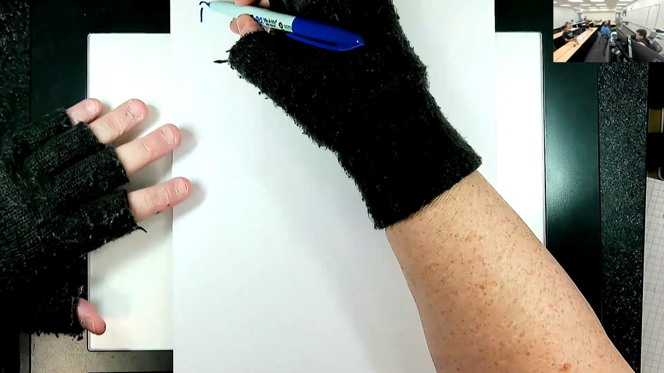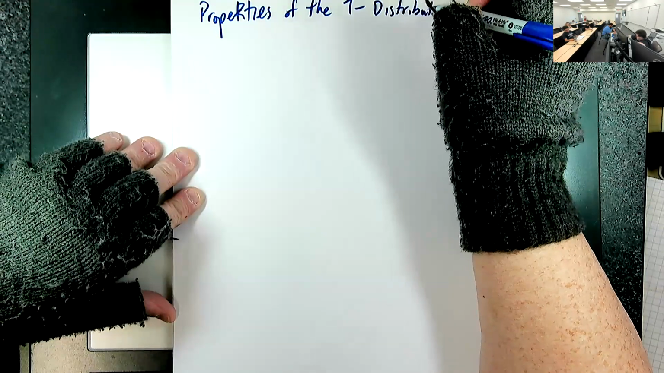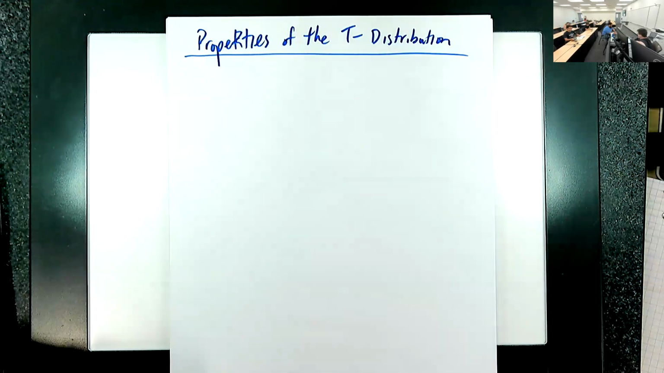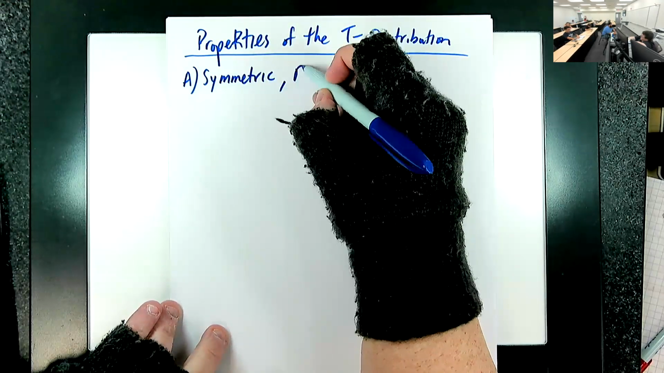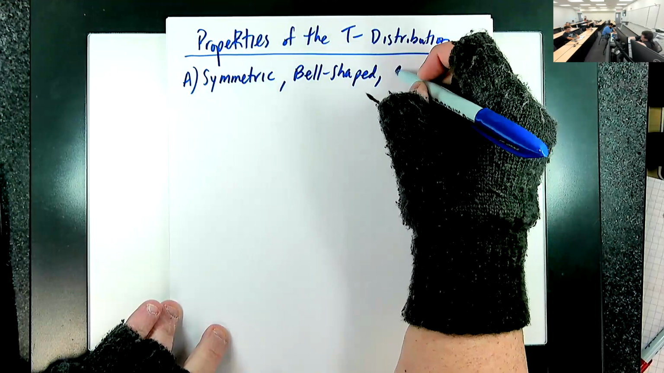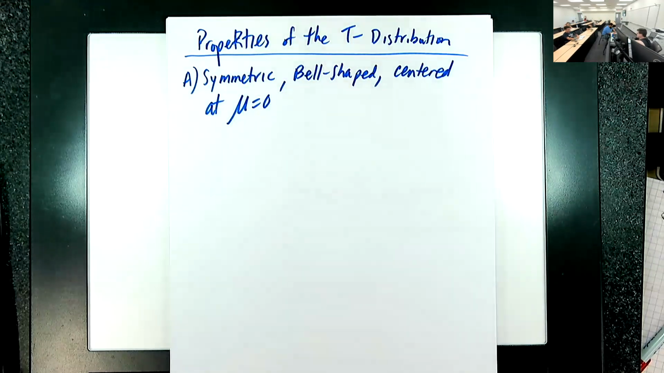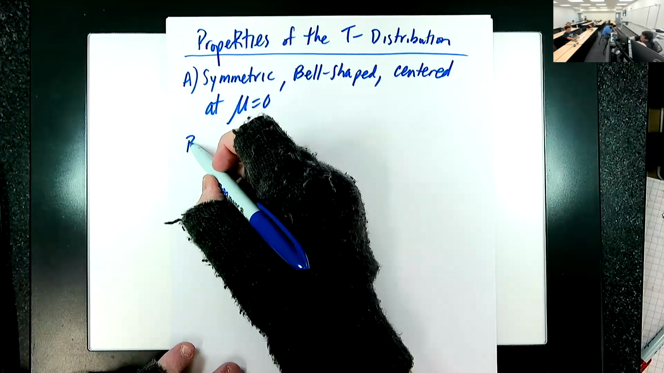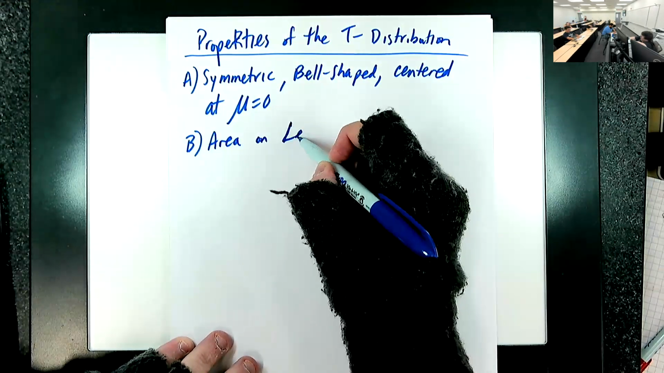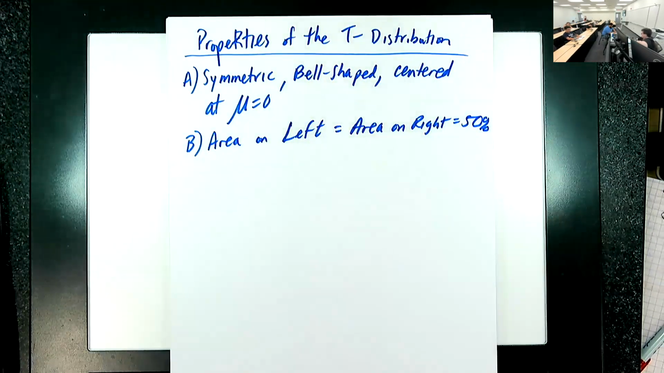So, properties of the T distribution. It is symmetrical and bell-shaped, and centered at mu equals 0, just like our standard normal distribution. This property leads to B, where the area on the left equals the area on the right, which is 50%. That's from the symmetry.